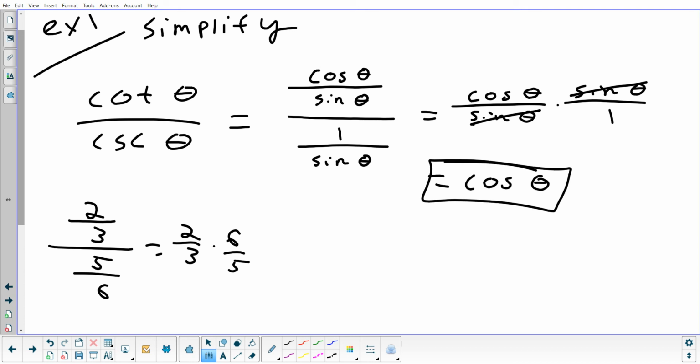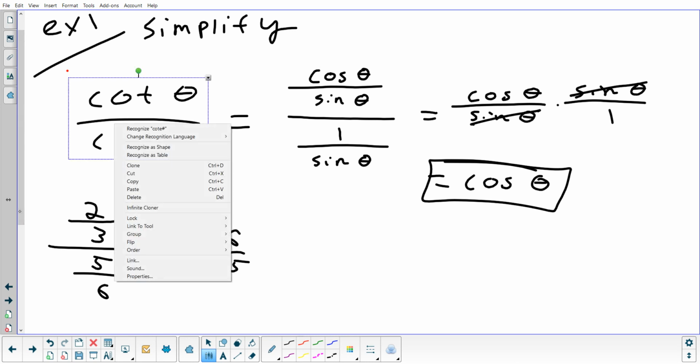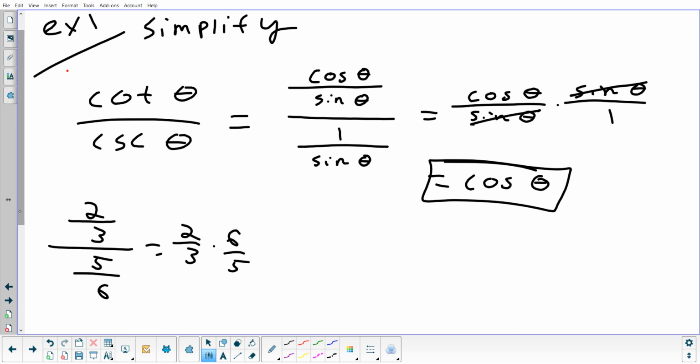So I took an expression that had two trig functions with division, and I turned it into a single trig function, no division. And this means exactly the same thing as what I started with, but it's a much simpler way of saying it. And that's what a trig identity is. That's the goal of what we're trying to do today. Any questions on that?